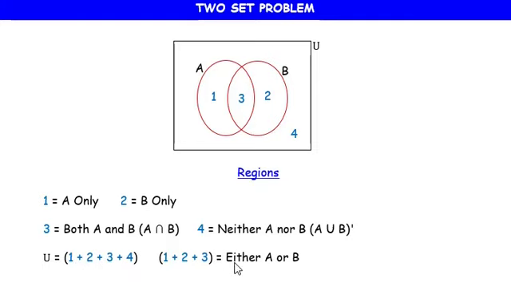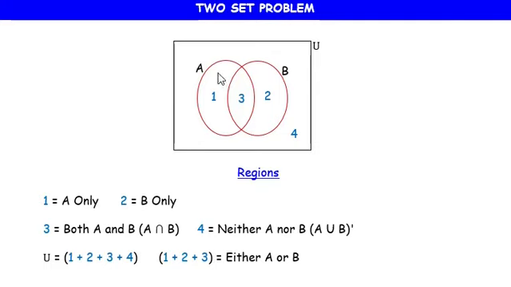And then usually you would find this expression, either A or B. So for either A or B, you simply add region 1 to region 2 and then to region 3, meaning that region 4 must not be part, right? So this is the basic structure of the two set problem.